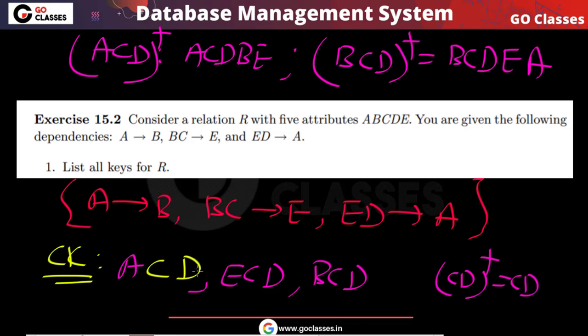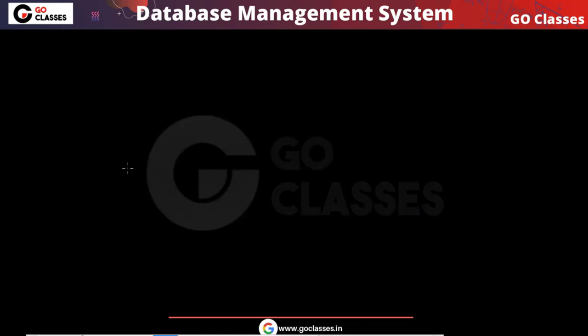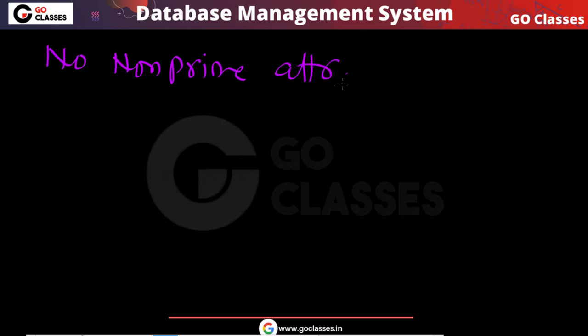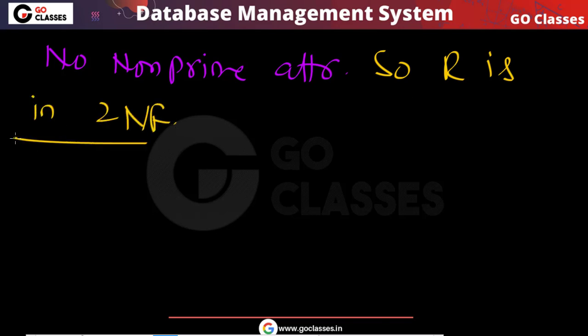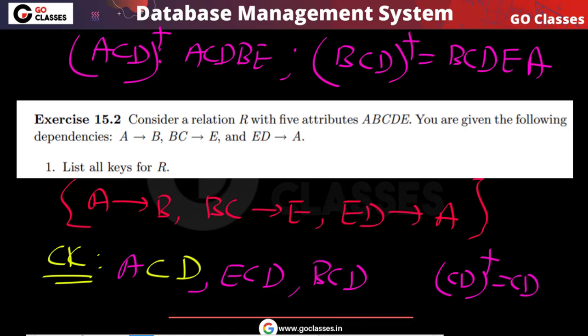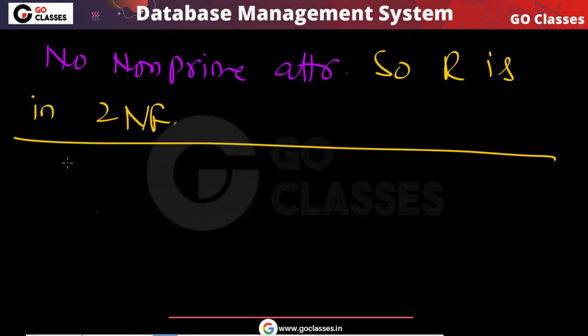Now, do we have a non-prime attribute? There is no non-prime attribute. In this example, you can very easily see there is no non-prime attribute. Because there is no non-prime attribute, relation R is in 2NF. But you can notice that in this relation R, we have partial dependency.